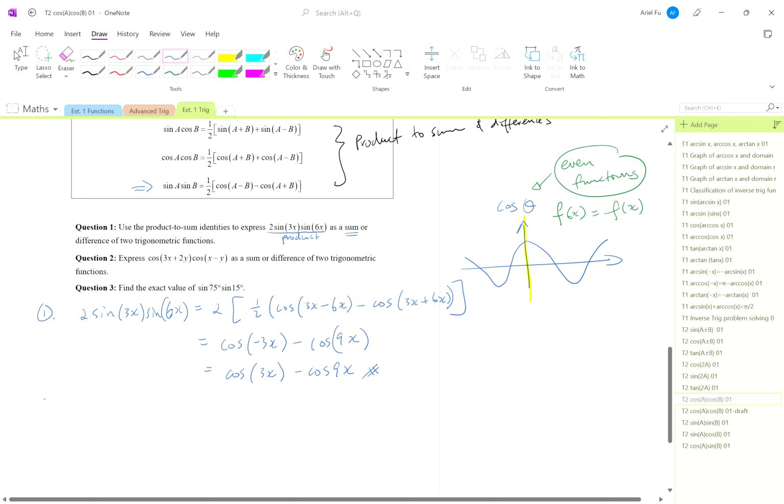Now let's take a look at question 2. Question 2 says, again, express this as a sum or difference of 2 trigonometric functions. That means I'm using the second one over here. It's literally just practice applying.